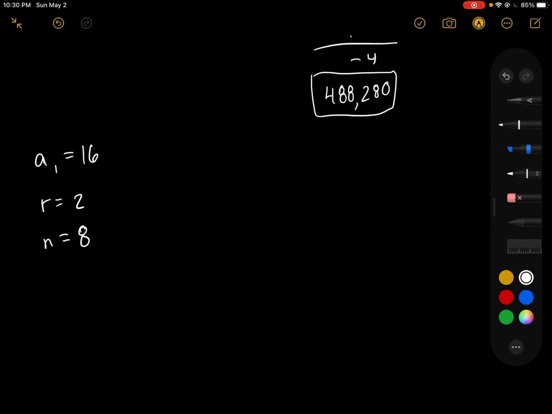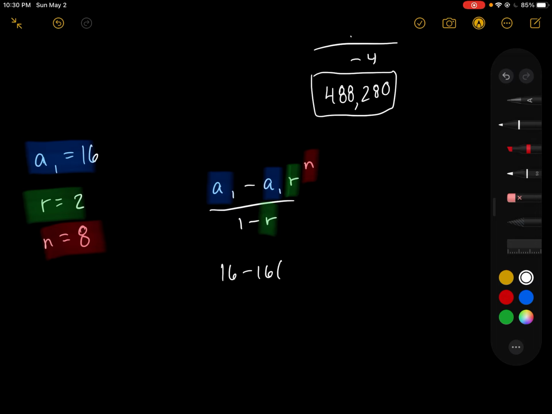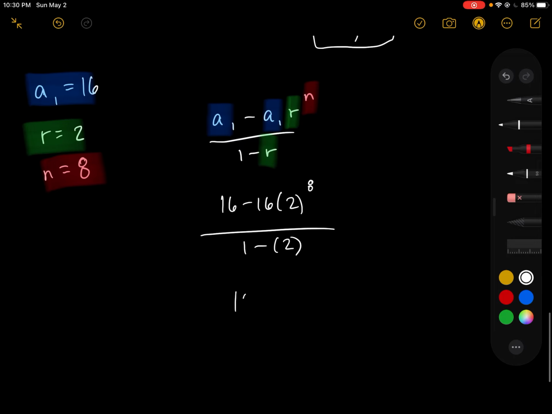There's one other example that we can do that will probably help clear these things up a little bit more. So this time we have a sub 1, or our first term, is 16. Our common ratio is 2, and we're looking for the sum of our 8th term. So our formula here that we're going to be using is as follows. So again, taking these things, plugging them in where we see them. And that's going to allow us to successfully evaluate.